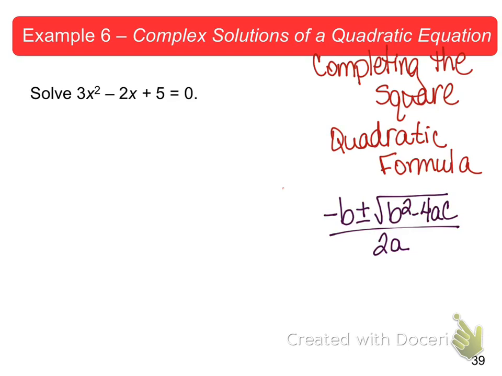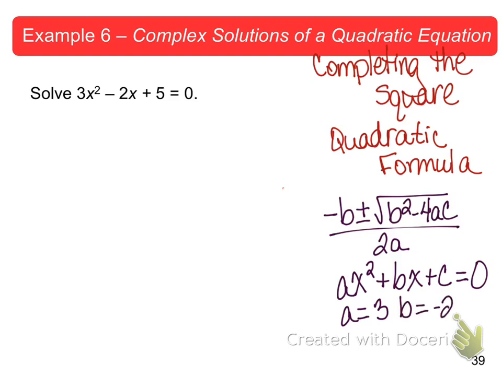3, negative 2, and 5. They are the coefficients. So it's ax squared plus bx plus c equals 0. So in this situation right here, my a is 3, my b is negative 2, my c is 5.